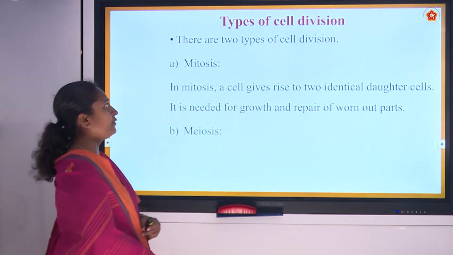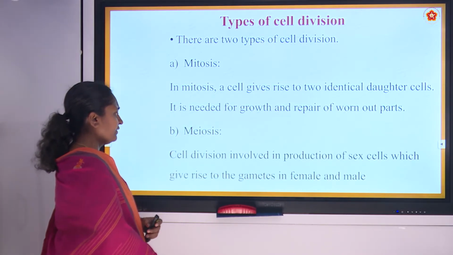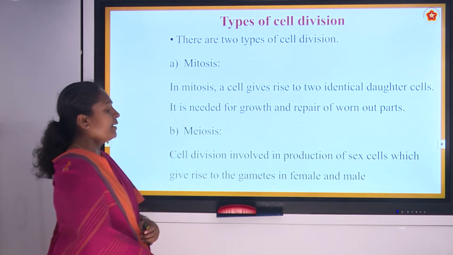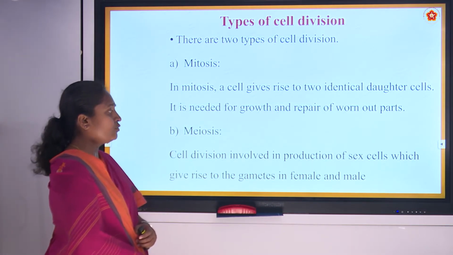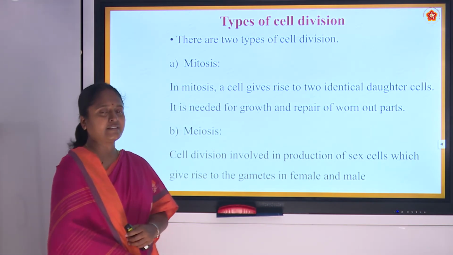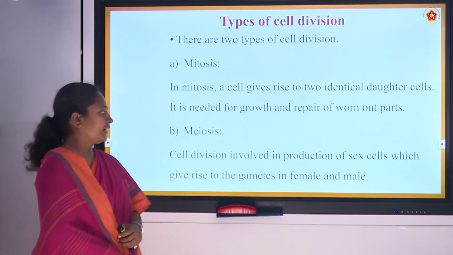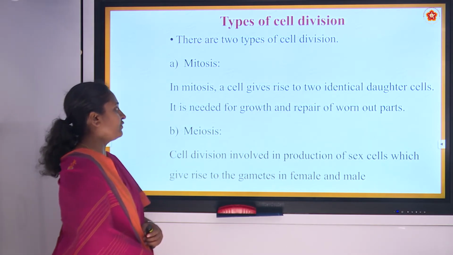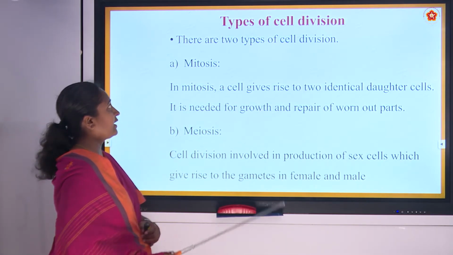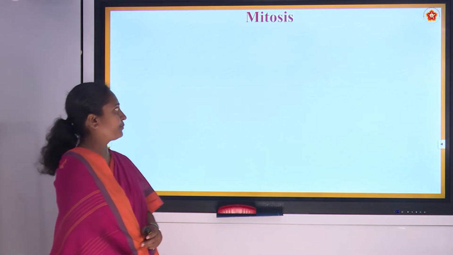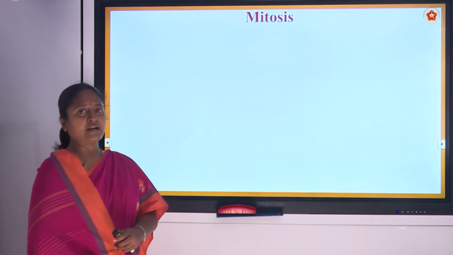The next type of cell division is known as meiosis. In meiosis, the cell division involves the production of gametes or sex cells, which gives rise to the gametes in the female and also in the male organism. You can see the pollen grains, all those things, right? That is all because of the cell division which is happening inside the flowers, which is known as meiosis. So there are two types of cell division. Now in this presentation we will see what is mitosis and how it occurs.